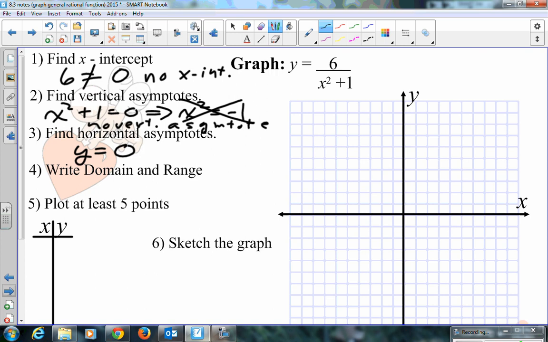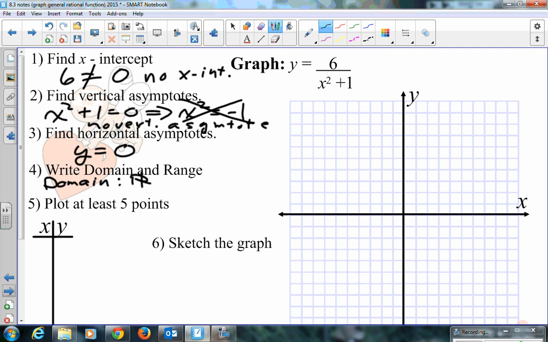Now I put in here to write the domain and range. We're going to look at the domain, and we'll come back to look at the range in a minute. But the domain, well, I don't have any place that this function is not defined. So the domain is going to be all real numbers. And we'll come back to the range in just a minute.